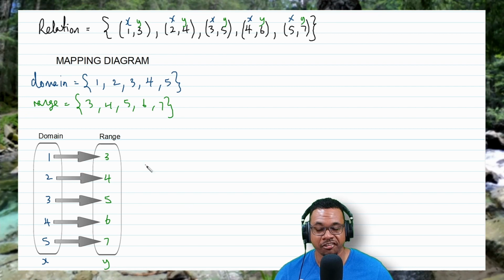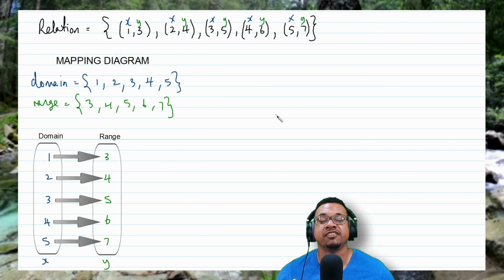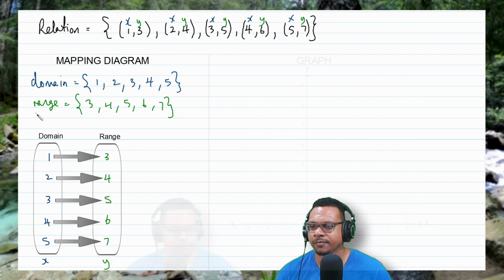So now I said a relation can be represented on a mapping diagram or on a graph. So now we'll draw the graph for this mapping diagram, which will be the graph for this set of ordered pairs, which is the graph for the relation.